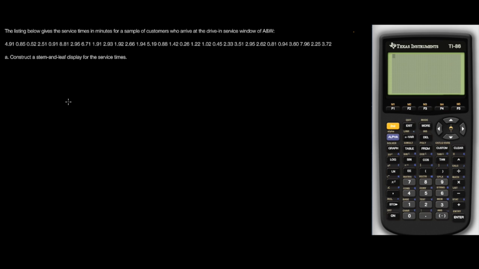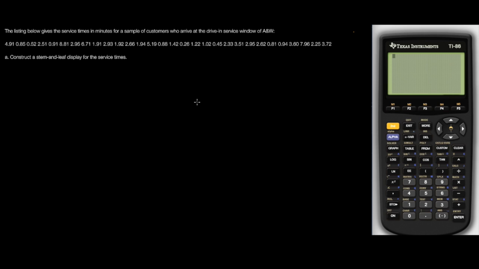The listing below gives the service times in minutes for a sample of customers who arrive at the drive-in service window of A&W. So right here we have all our data points. Question A asks, construct a stem and leaf display for the service times.